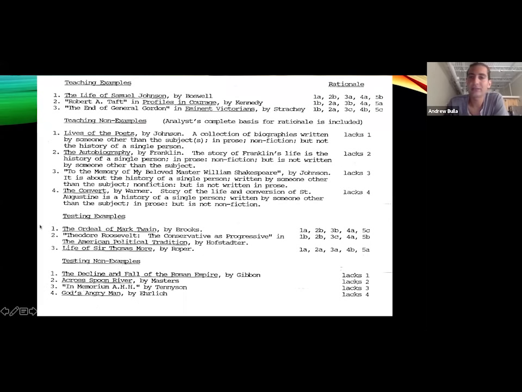I then create my minimal rational testing set. So I then have new examples and new non-examples so I can see if conceptual learning has emerged for the learner.